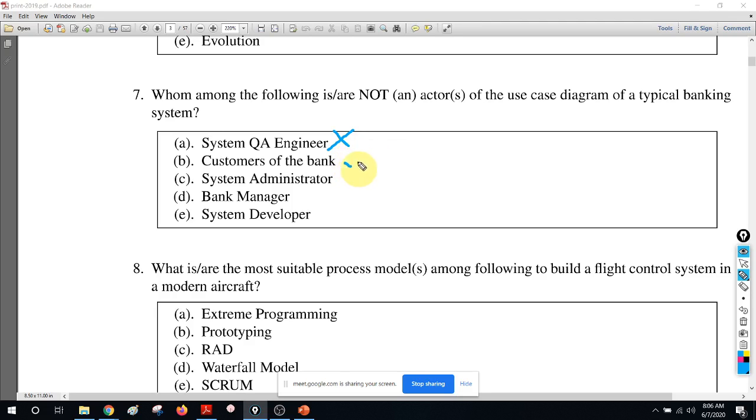Customers, of course. System administrator, yes, because the system administrator is going to interact with the system to do some user management, etc. Bank manager, obviously yes. System developer, no, they are just involved in development. So what they are asking is not, that means A and E. I will double check the answer. Yes, answer is A and E. So that is a straightforward question.